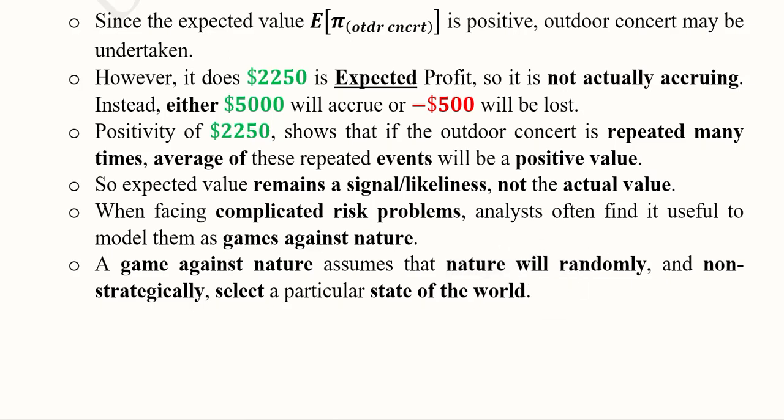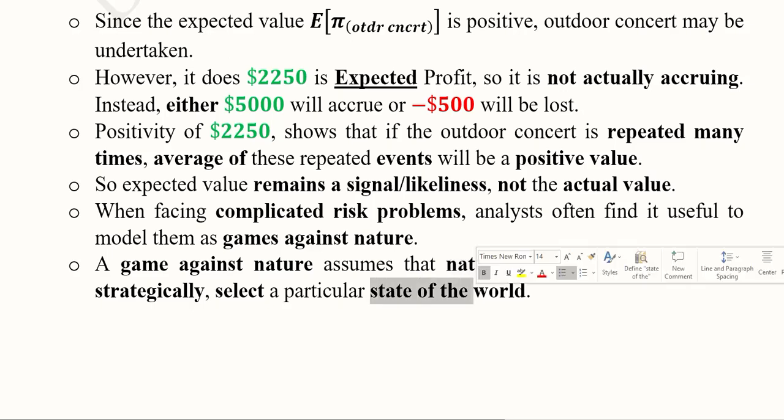The game against nature requires that nature should be considered as a randomly acting agent, because the weather can change without any dependence on us. It will rain if nature decides it is required to rain, and our actions do not affect the actions by nature. So it's a game against nature in which nature is non-strategic. It is not taking any action in response to our actions, and we will consider various states of the world.